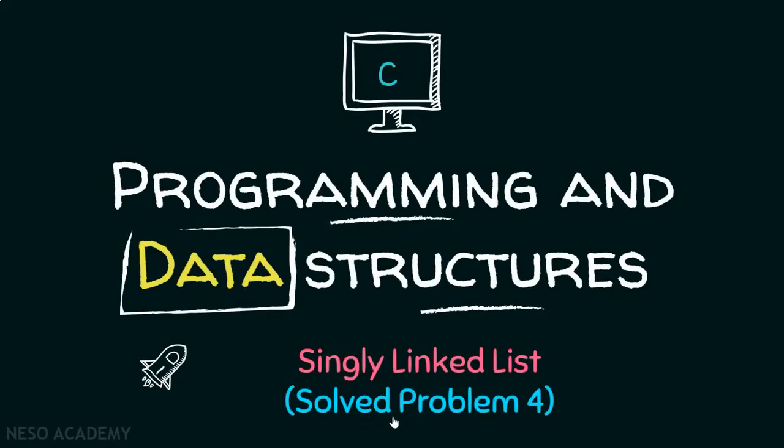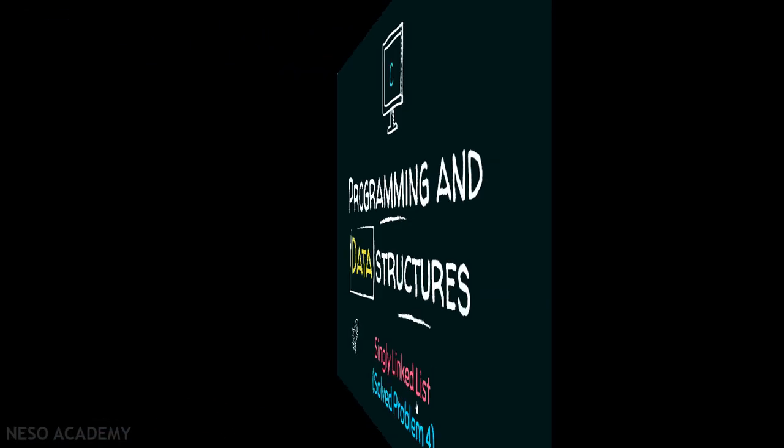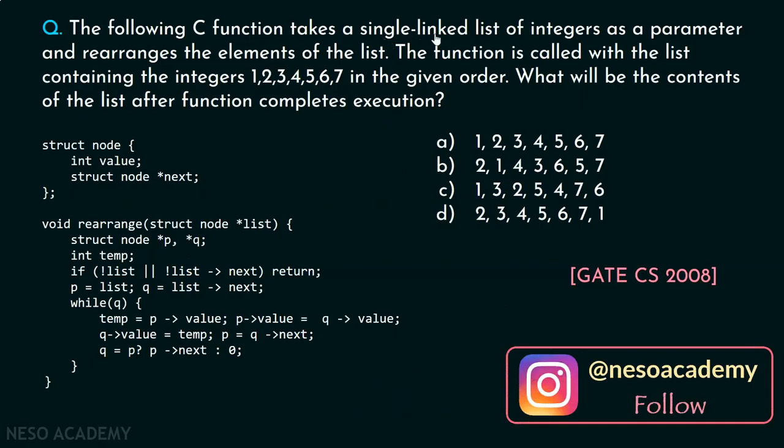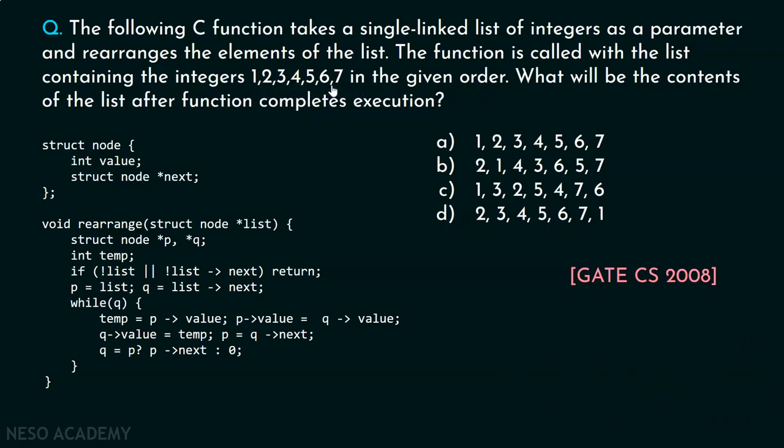Let's discuss solve problem 4 on singly linked list. The following C function takes a single linked list of integers as a parameter and rearranges the elements of the list. This is the function rearrange, which receives a list pointer, which is the pointer to the first node of the list. The function is called with the list containing the integers 1, 2, 3, 4, 5, 6, 7 in the given order. So list consists of all these integers in the given order. What will be the contents of the list after function completes execution?